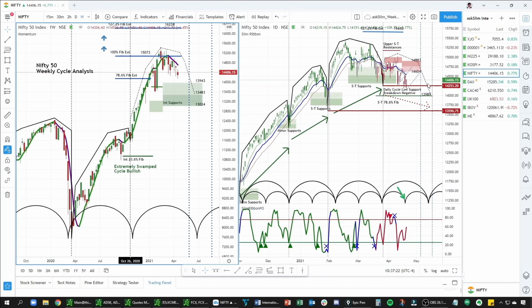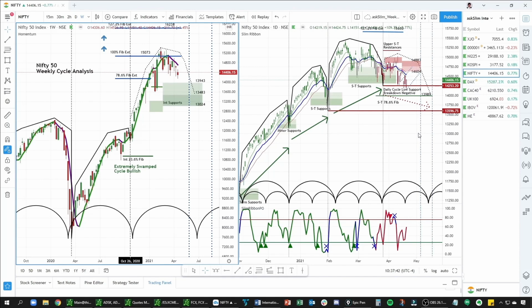Now on the upside, we are looking for the Nifty to test this 14,604 to 14,883 zone. That's really where we would look for this to fail and then roll back down. Also note that our slim ribbon is now configured negatively, as you can see here.